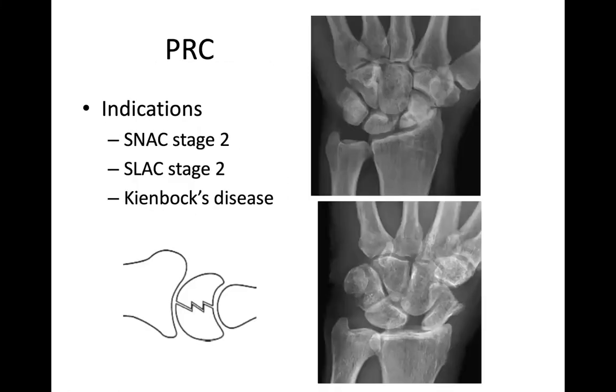So it's really the SNAC and SLAC stage 2, but also Kienböck's is a good option, especially in the one with a coronal fracture. As Kienböck's gets more advanced, or in some other stages, you can get lunate fossa and capitate head involvement, but in some cases where they're not involved, the PRC is the best option to treat that.